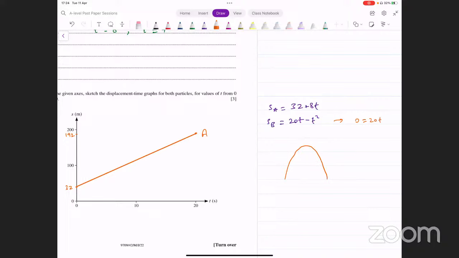displacement 0 कब होती है? 20t minus t squared, you can take t common and that gives you 20 minus t. So t equals 0 और t equals 20 के ऊपर आपकी displacement की value क्या होती है? 0 होती है. So this graph is going to start from 0 and also end at 0. Time equals 20 पे भी displacement की value 0 है, time equals 0 पे भी displacement की value 0 है.